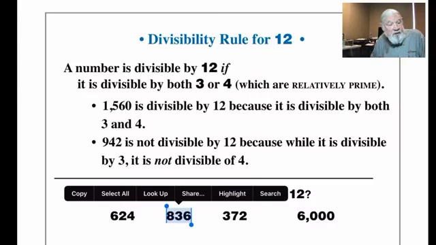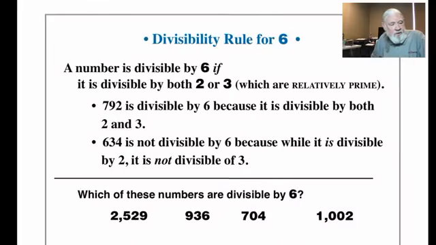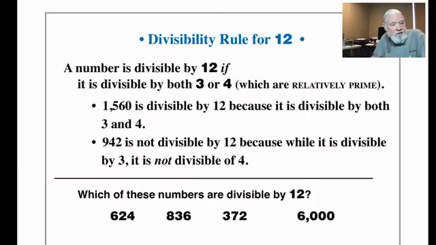So let's recap what we've just seen here. The rule for 6 is divisibility by 2 and 3. And the divisibility rule for 12 is divisibility by 3 and 4.